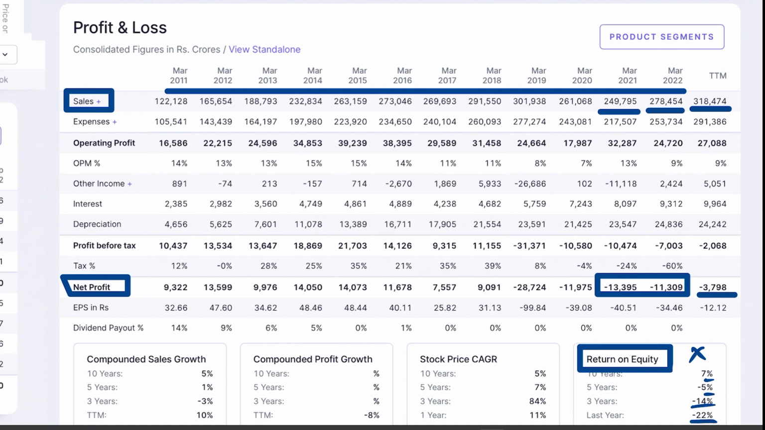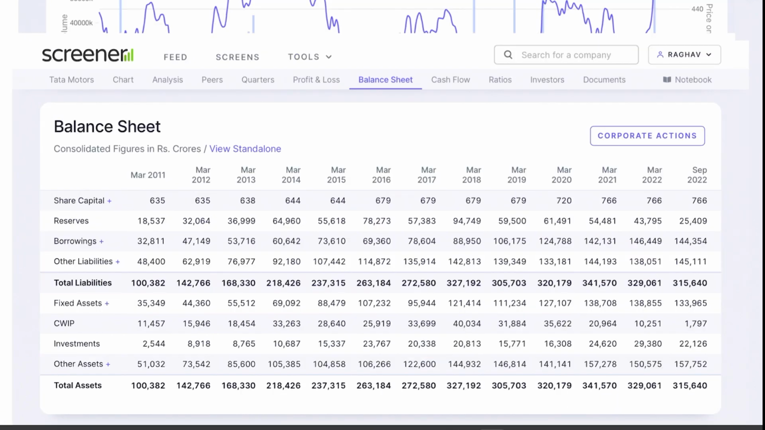But this particular thing alone will not decide the stock's upward and downward movements. We will now consider the balance sheet of the stock. The balance sheet becomes very important because to understand what some of the reserves of the stock are and what some of the borrowings of the stock are, all such things become very important.